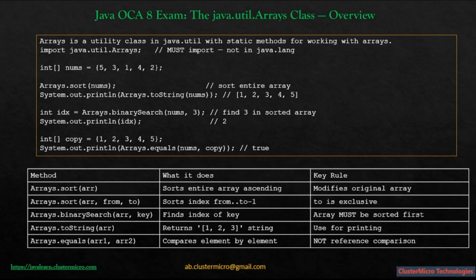The first is sort, which arranges the elements of an array in ascending order. Second is binarySearch, used to locate an element within a sorted array. Third is toString, which converts an array into a readable string format. Fourth is equals, which compares two arrays element by element. And finally, there is a range version of sort, which allows sorting only a portion of the array, not the full array. You can sort a particular range of the array also. So understanding these methods is very important. Let's look at each one in more detail.